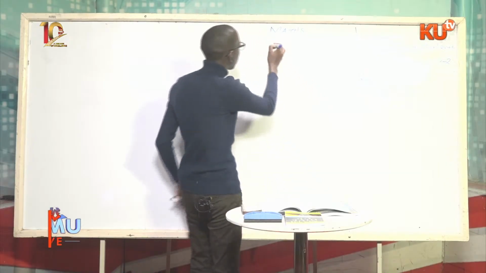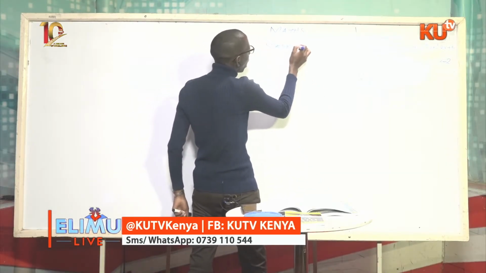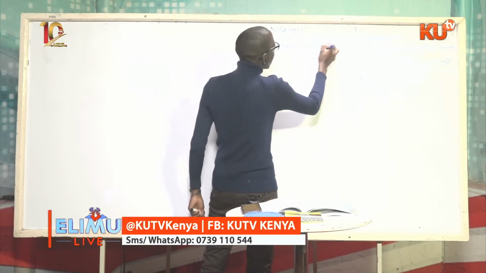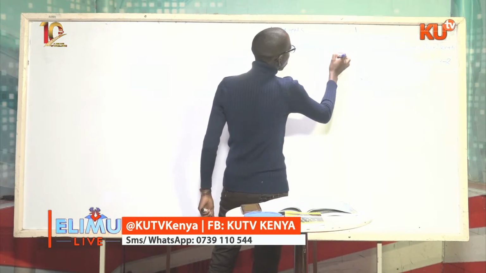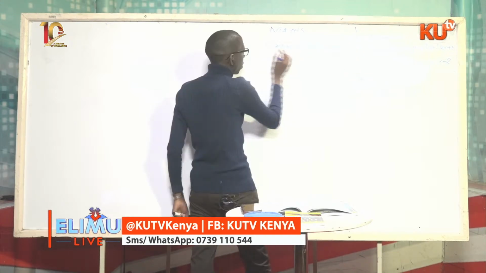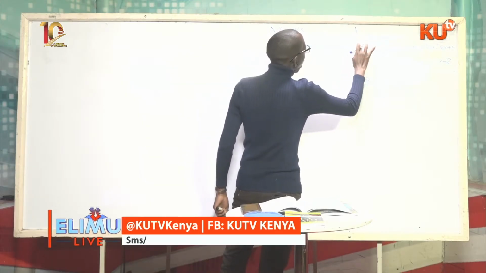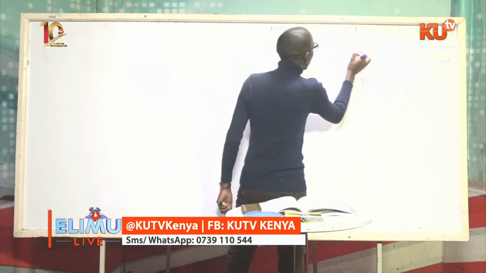Stationary points, also known as turning points. Turning points of a function. So before we do an example on turning points, I'm going to tell you what we do.